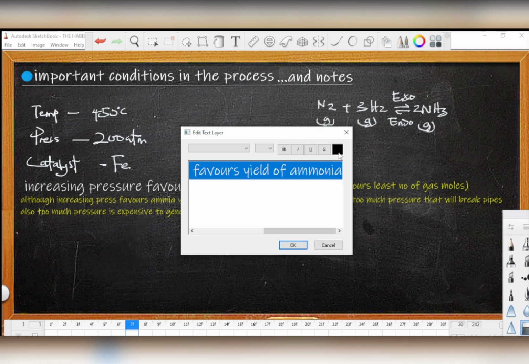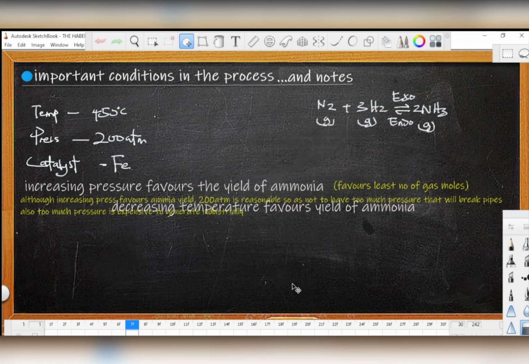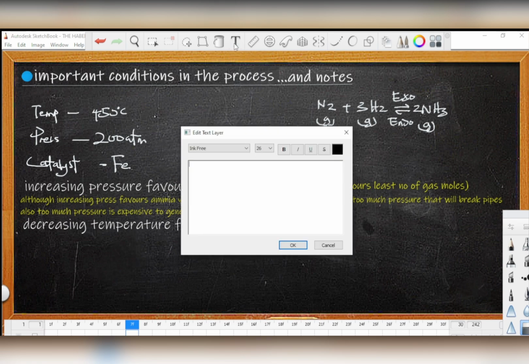Yes, but if that is the case, why then are we using 100? Why then are we using 200? Why then are we using 450 degrees Celsius? Why can't we use something lower than 450, since decreasing temperature is supposed to favor the yield of ammonia? 450 is a compromise temperature. If we use a temperature lower than 450, the reaction will be too slow.